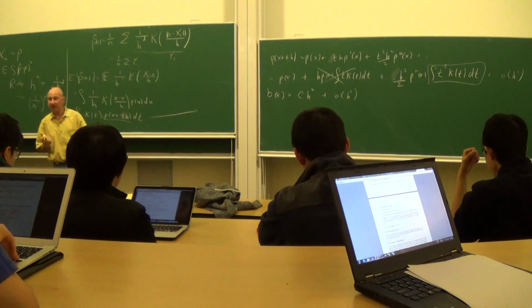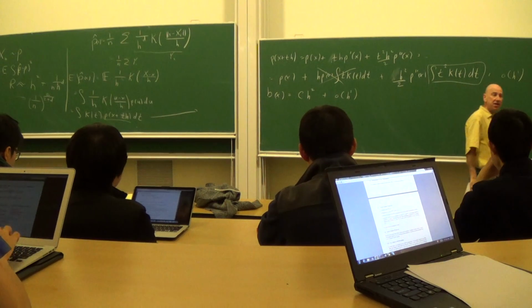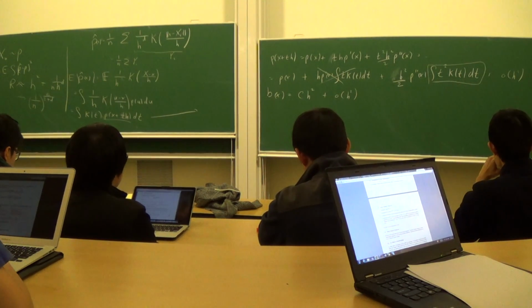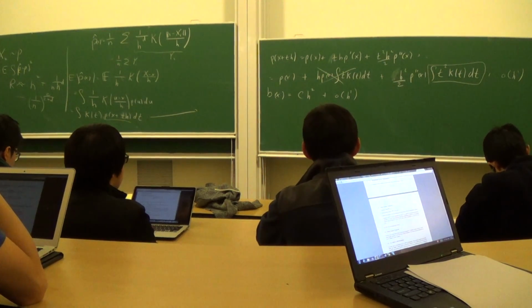Notice why I said you have to make assumptions here. If p double prime didn't exist, this whole thing wouldn't have made sense. So we're assuming that the second derivative exists for this analysis. We're assuming a certain amount of smoothness. Okay, any questions about the bias calculation?